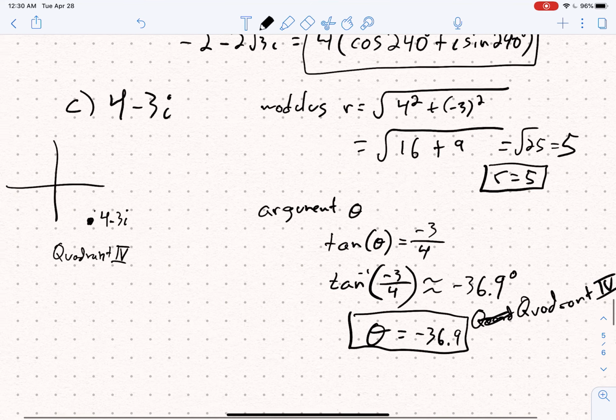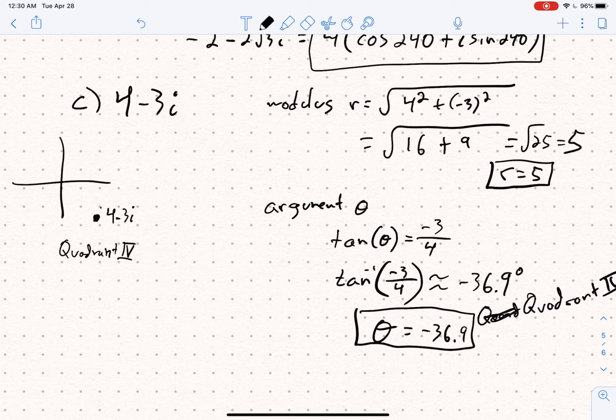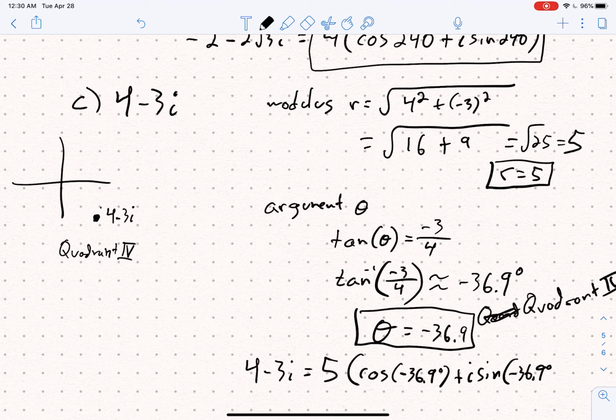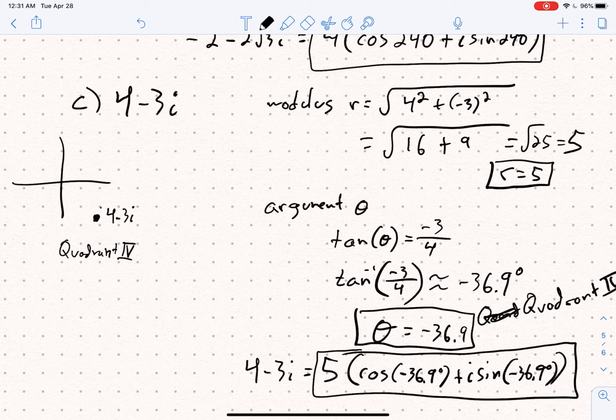So, with that in mind, we can now put together the polar form. It's 4 minus 3i is equal to our r, which is 5, times cosine of -36.9 degrees, plus i times sine of -36.9 degrees. That is the polar form of this complex number 4 minus 3i. All right, that's it for part C.